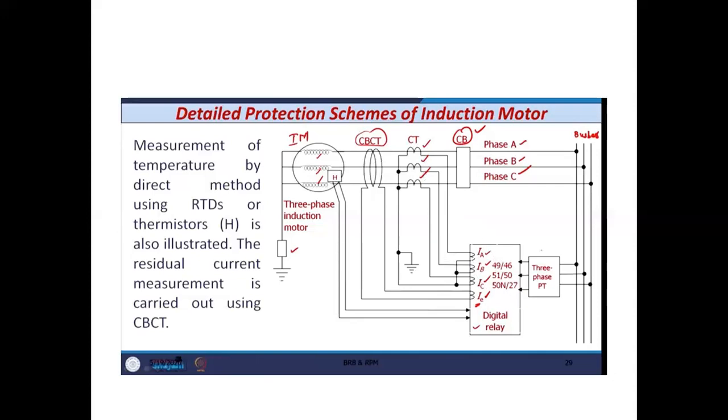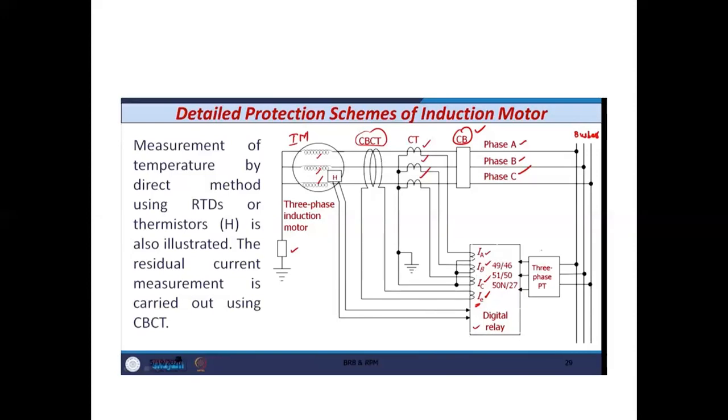That is known as the core balance current transformer, just to acquire the residual current in case of the induction motor. So you have four current signals available: three phase and one earth, IE, which is the earth current signal.